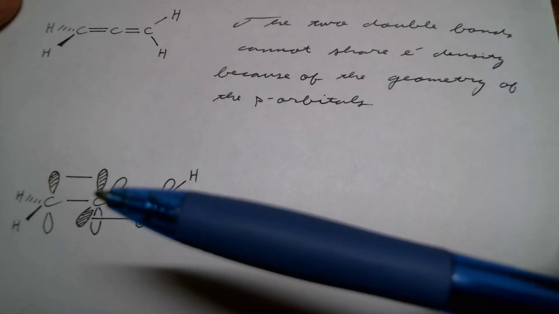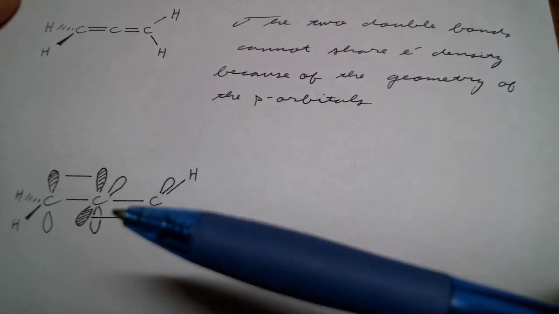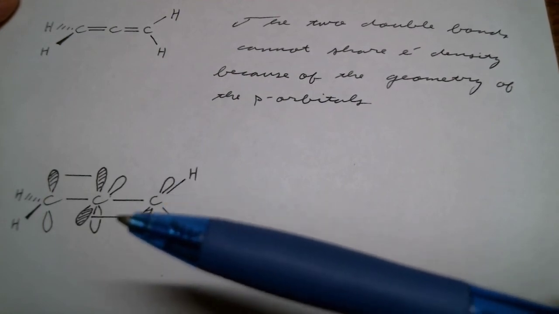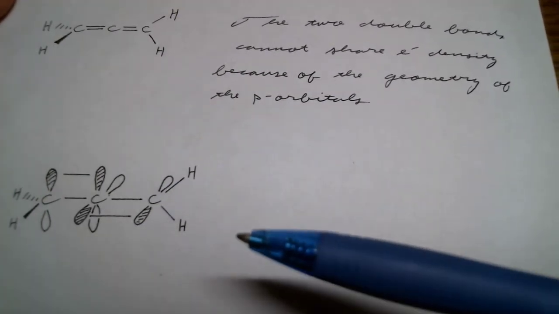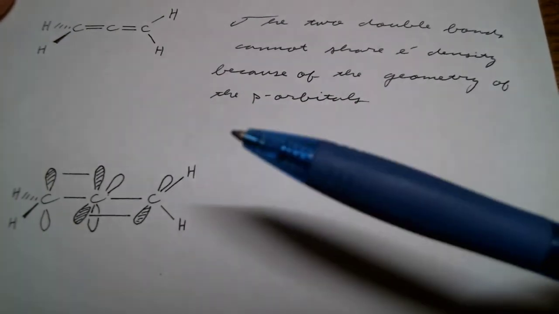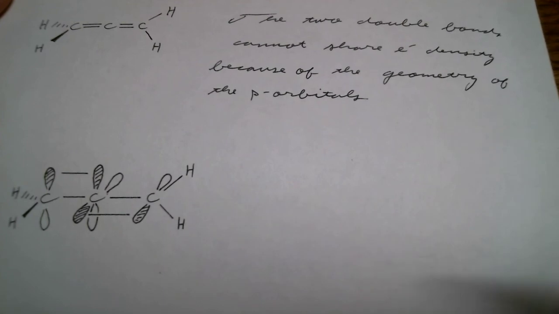These two p orbitals that make up this pi bond are in the plane of the page, and these two p orbitals that make up this pi bond come out and go back into, or behind, the plane of the page, so that these sets of pi bonds cannot overlap.